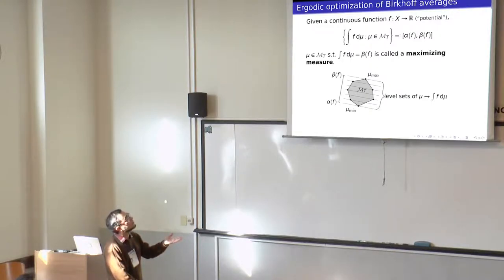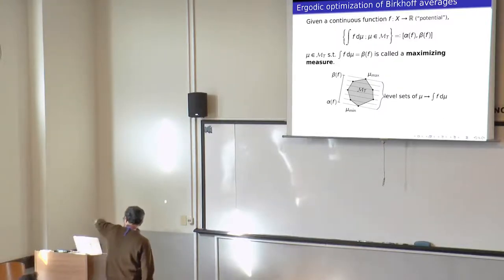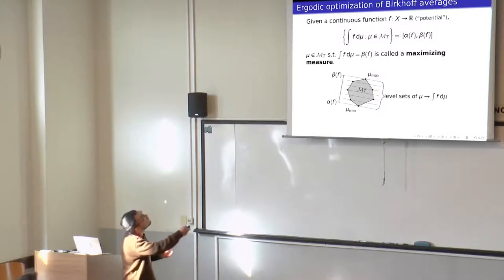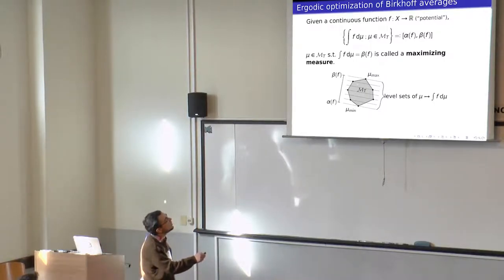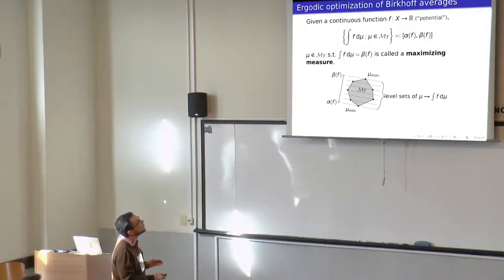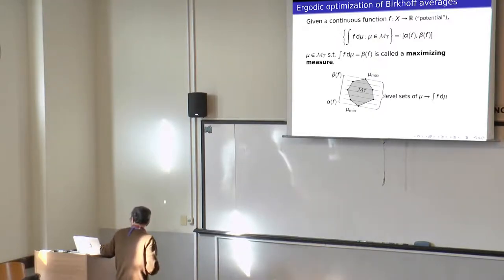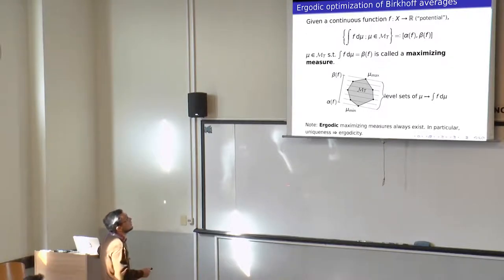And then what you get is an interval that depends on the function f. You have this beta, which we may call the maximum ergodic average, and alpha, which is the minimum ergodic average. In more geometric terms, you have this compact convex set of invariant measures, and essentially what we are doing is taking a one-dimensional projection of it, because this integration is an affine operation. Then you get something which is also compact and convex in the line, therefore an interval.